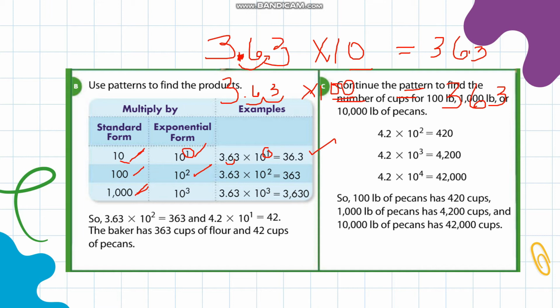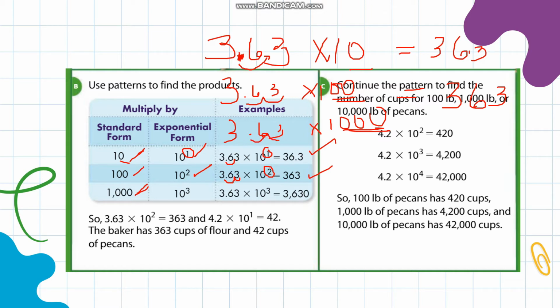The same thing if you're going to use the exponent, we have 2 as an exponent. 2 means 2 movements going to the right. So from the decimal, move 1 and 2. Your decimal is at the end. That's why the answer is 363. And if it is multiplied by 1,000, 3.63 multiplied by 1,000, you have 3 zeros, so 3 movements going to the right.